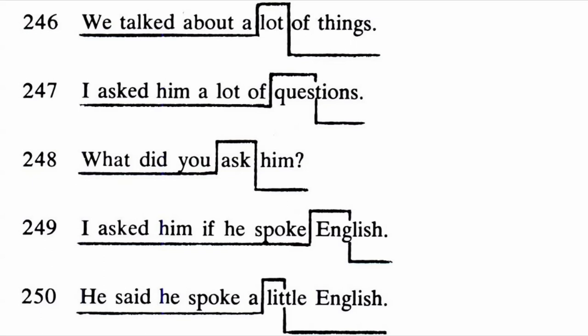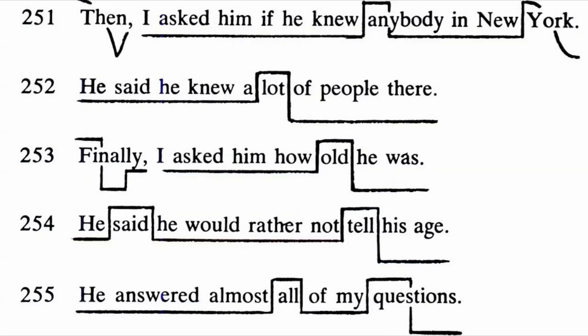I asked him a lot of questions. What did you ask him? I asked him if he spoke English. He said he spoke a little English. Then I asked him if he knew anybody in New York. He said he knew a lot of people there. Finally, I asked him how old he was. He said he would rather not tell his age. He answered almost all of my questions.